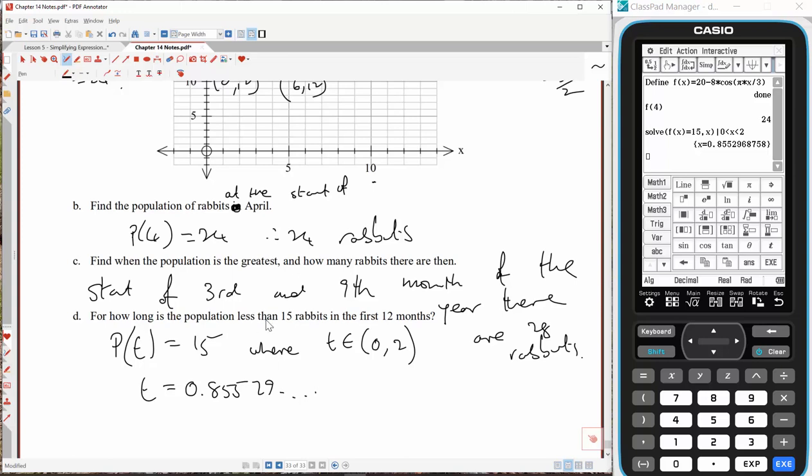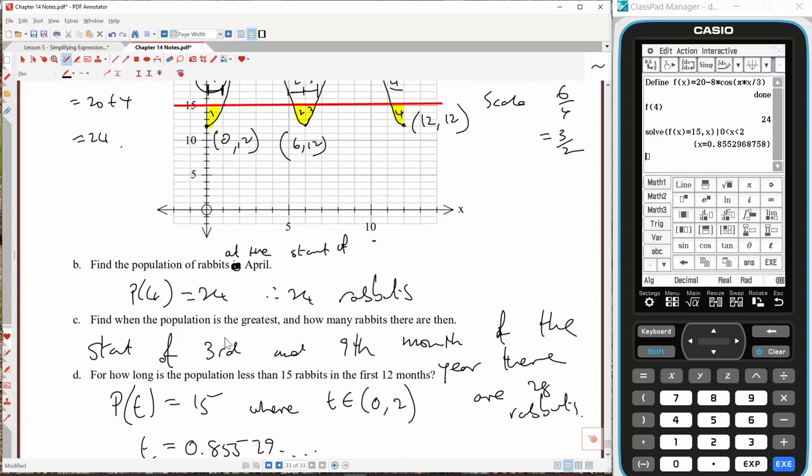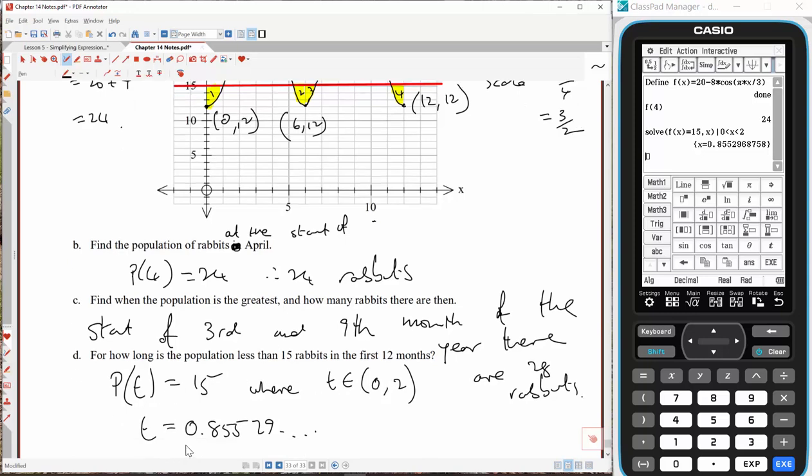All right, so what that means is my working out has said I want to solve the function for 15 somewhere between 0 and 2. Now you need to put that in. If you don't put that disclaimer in, then you've got to give a general solution. You can't just go t equals 0.855 blah blah blah. Okay, you've got to narrow down your search range.